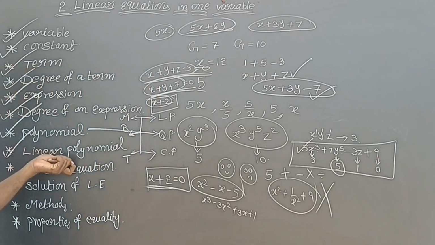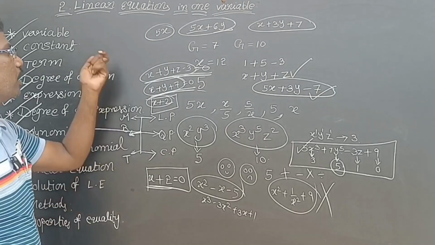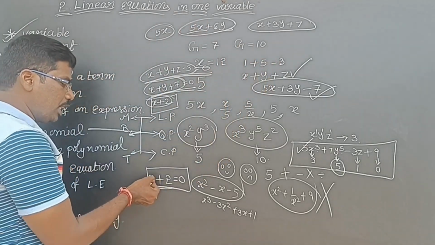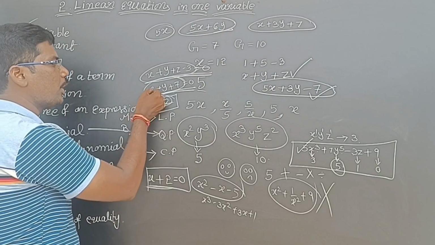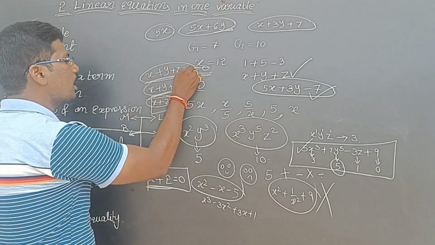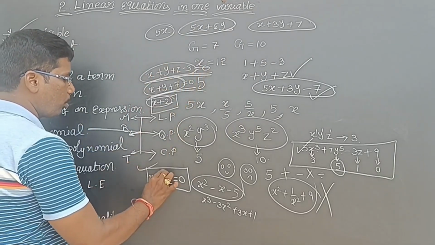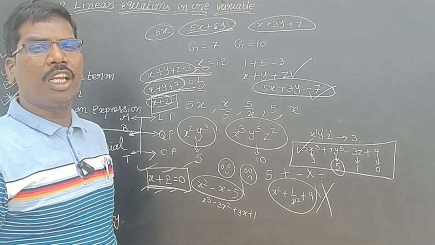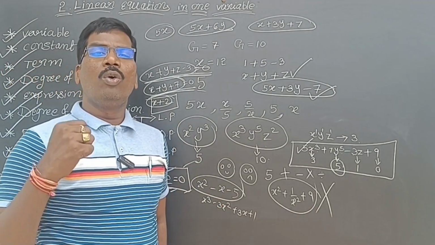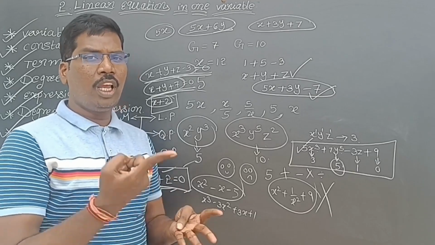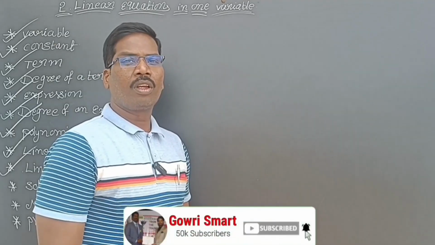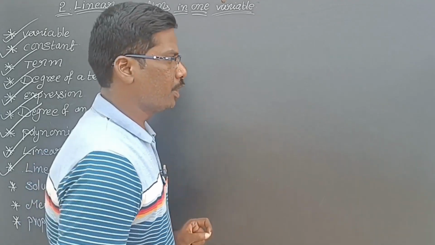So that's what a linear equation is. Now our lesson is linear equation in one variable. So this is a linear equation in one variable, this is a linear equation in 2 variables, this is a linear equation in 3 variables. Now we have to study linear equation in one variable. Now we are going to discuss the solution, properties and the remaining concepts. Next, solution of a linear equation.